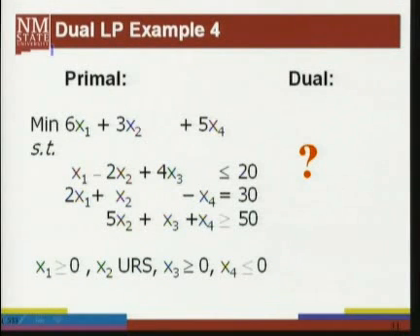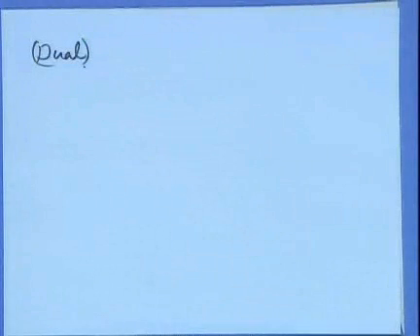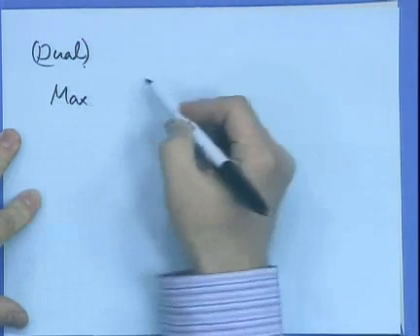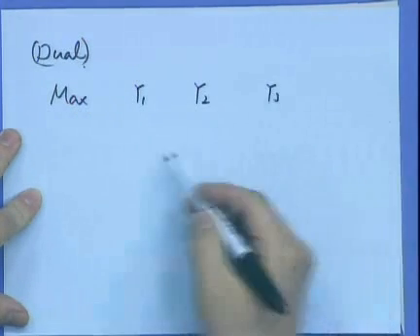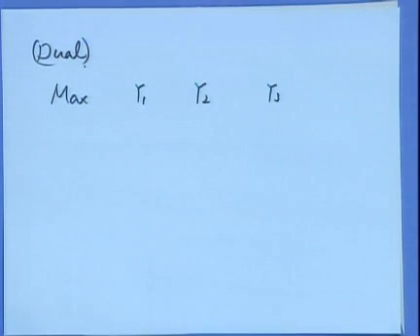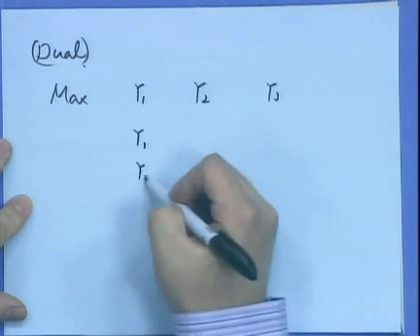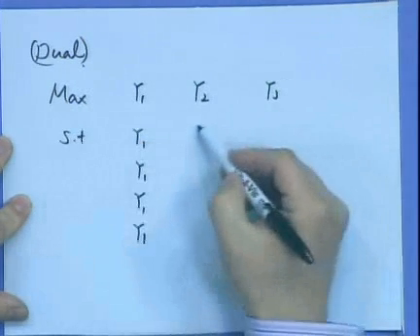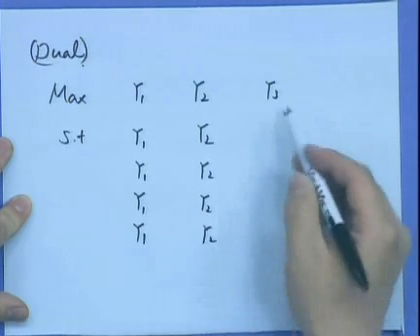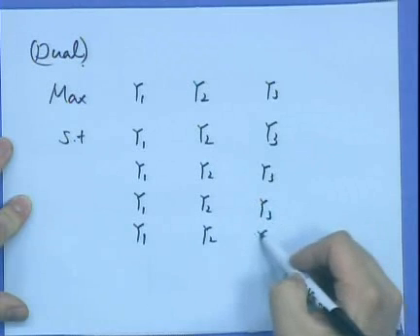What about the next example? This is again a minimization problem, so we are required to construct the maximization problem, right? Because the primal problem has three constraints, the dual problem must have three decision variables. So let's say y1, y2, y3. And the primal problem has four decision variables, which means the dual problem must have four constraints, right? y1, y2 times 4, and y3, again 4 times, okay?